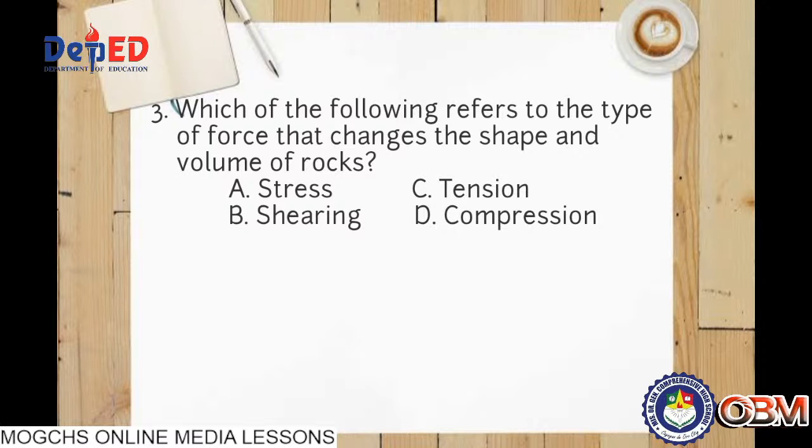Number 3. Which of the following refers to the type of force that changes the shape and volume of rocks? Letter A. Stress. Letter B. Shearing. Letter C. Tension. Or letter D. Compression.